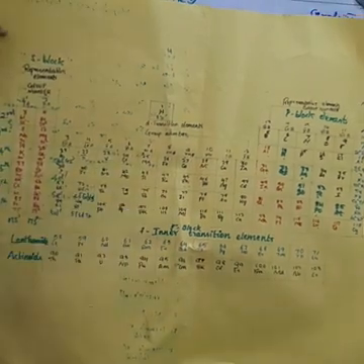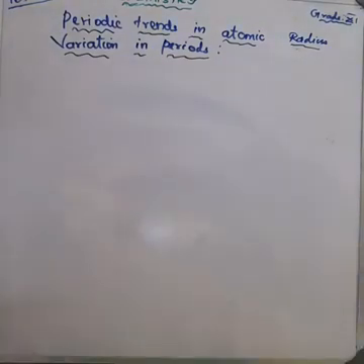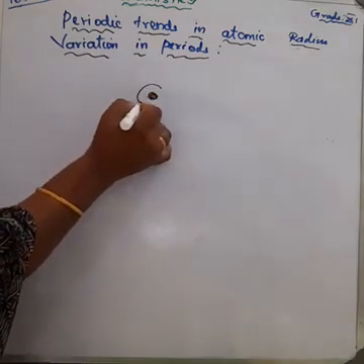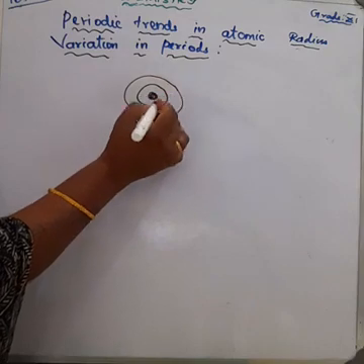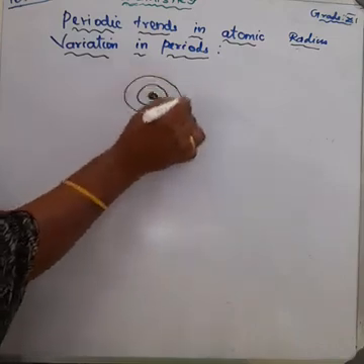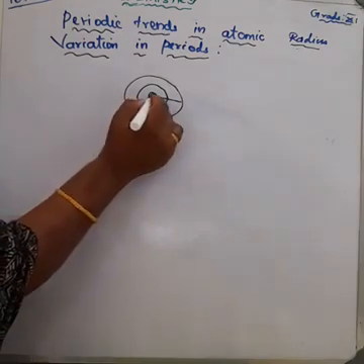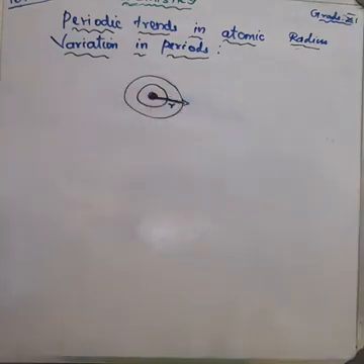Okay, so the size of an atom is also measured in terms of radius. This is called atomic radius. The atomic radius means the distance between the center of the nucleus and the valence shell electron. The electrons revolve around the nucleus in a circular path, which we call the shells or orbits. So atomic radius is the distance between the center of the nucleus and the valence electron in the outermost shell.